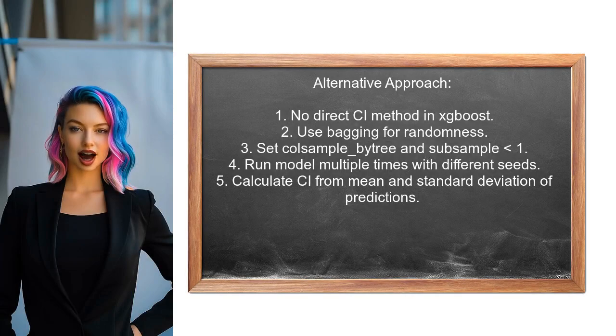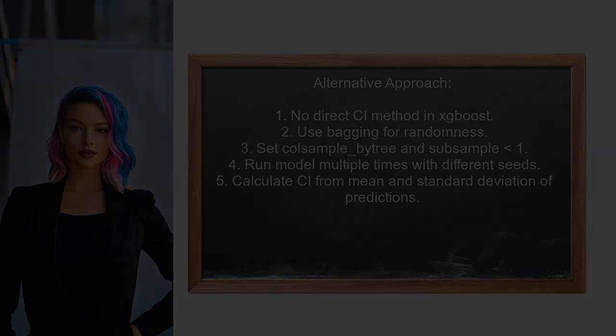This user suggests that there isn't a direct method to compute confidence intervals using the XGBoost package. Instead, they recommend a technique called bagging. This involves creating multiple models with some randomness. By adjusting parameters like colsample_bytree and subsample to less than 1, you can introduce this randomness. Running the model multiple times with different seed values will give you various predictions for each observation. You can then calculate a custom confidence interval using the mean and standard deviation of these predictions.